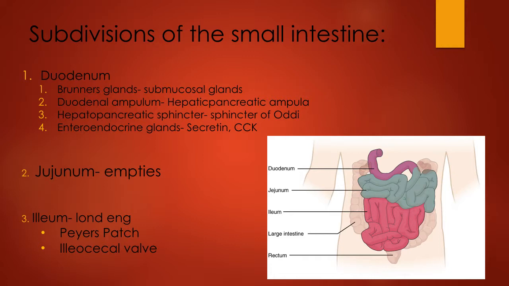The duodenum is the first part of the small intestine, about 10 inches long. It has Brunner's glands, which produce mucus to neutralize acid chyme. The hepatopancreatic ampulla opens into the major duodenal papilla. The jejunum is about 8 feet long. The ileum is the long end, about 10 to 12 feet, and has Peyer's patches, which are aggregated lymphatic nodes, and also has the ileocecal valve.